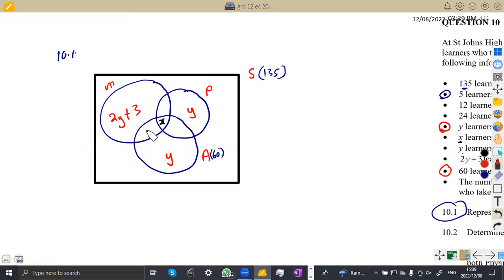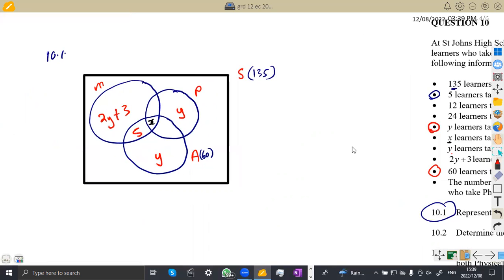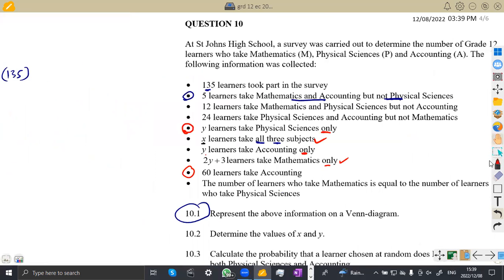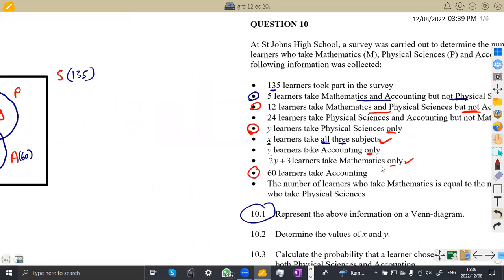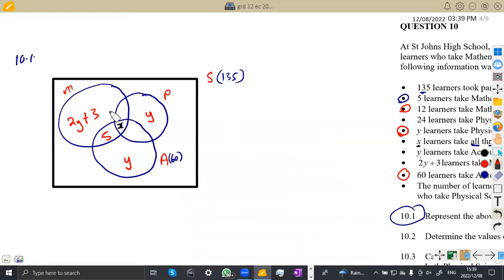All right, that's our 5. Let's check the other part. 12 learners, the same thing here. 12 learners take mathematics and physics, but not accounting. Accounting is not included. So we just need where there is mathematics and physics, which is 12. So mathematics and physics here, that is 12.